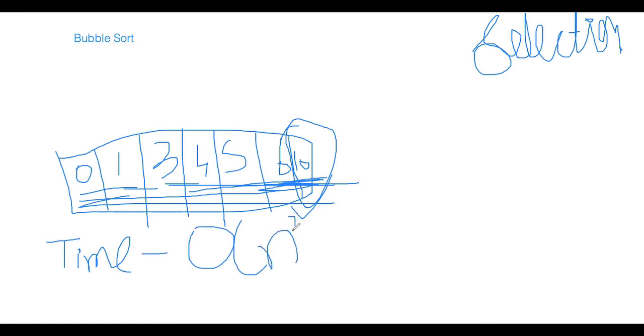Space is O of 1, right? Extra space is O of 1, right?